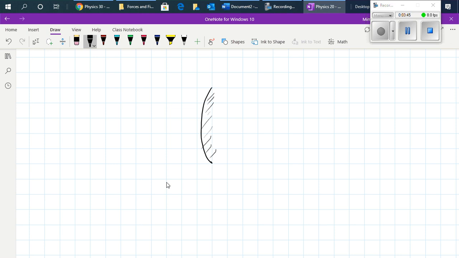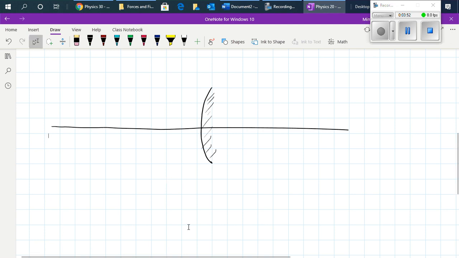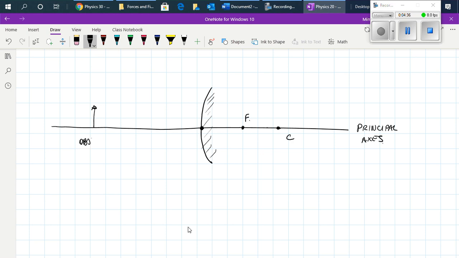And we still will have that principal axis, which is an imaginary line that goes through the center of the mirror. So this is the center of the mirror, and this is the center of curvature of the mirror, which makes this the focal point, the mid distance between the center of the mirror and the center of curvature. And then here is where we place the object. So this is the principal axis.